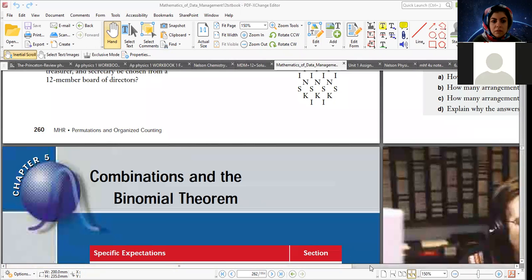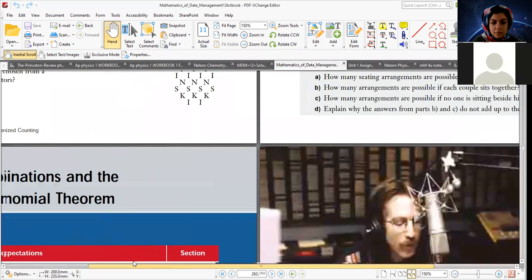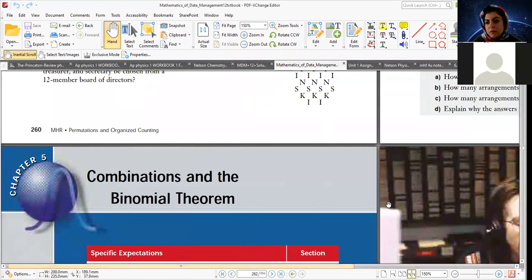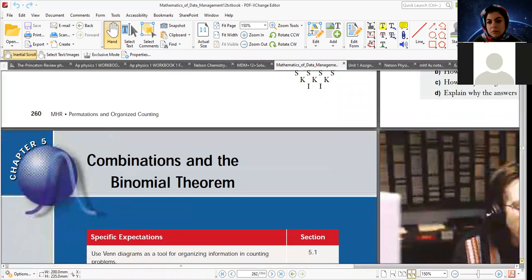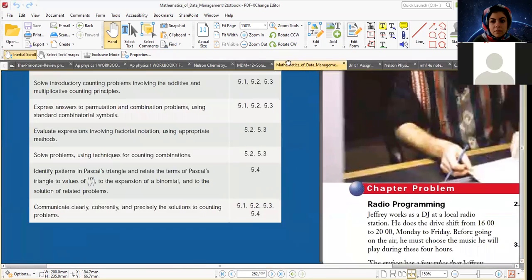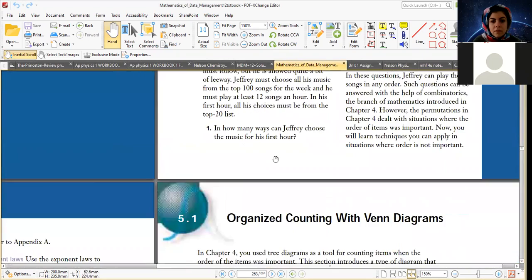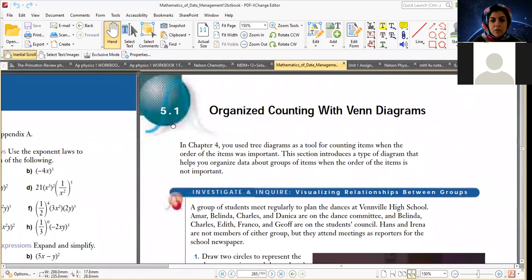Okay, this unit is combination and the binomial theorem. Section 5.1, organized counting in Venn diagrams.